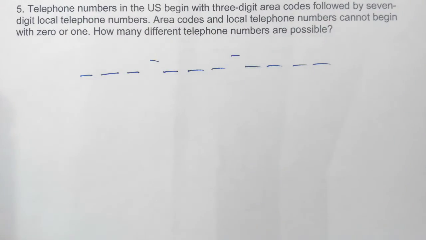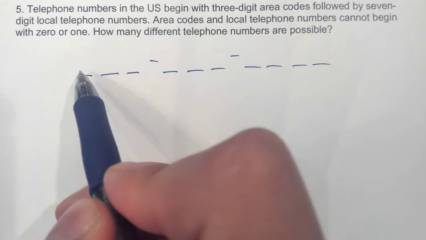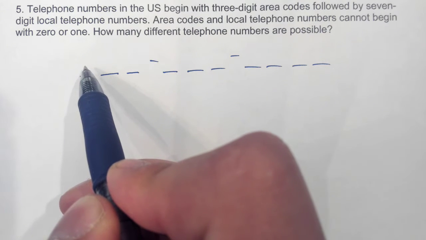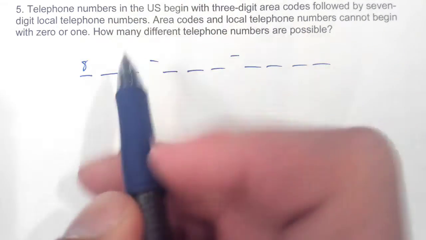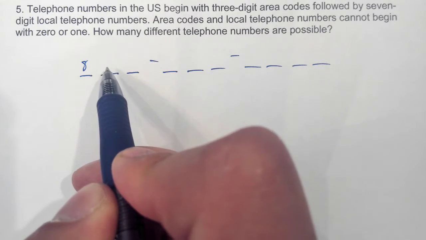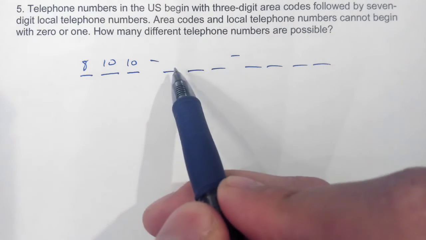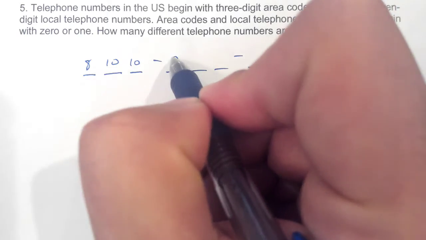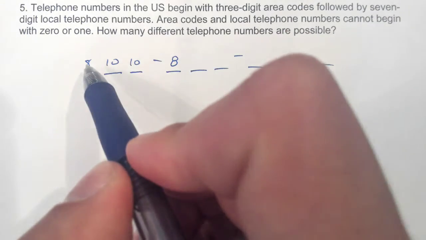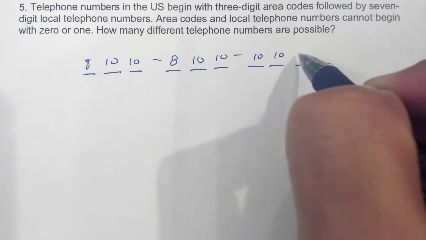Now, they gave us some stipulations. Area codes cannot begin with 0 or 1, so this can't be a 0 or 1. How many choices are left? There's 2, 3, 4, 5, 6, 7, 8, and 9. That's 8 choices here. Now this one can be 0 through 9, so there are 10 choices there. This one can be 0 through 9, and there are 10 choices there. It also says local telephone numbers cannot begin with 0 or 1. So once again, you have 8 choices here for the same reason you had 8 choices there. And the rest of the numbers can be any of the 10 numbers, 0 through 9.